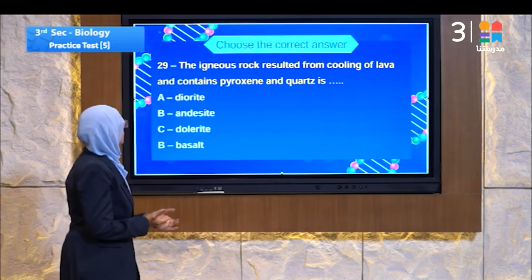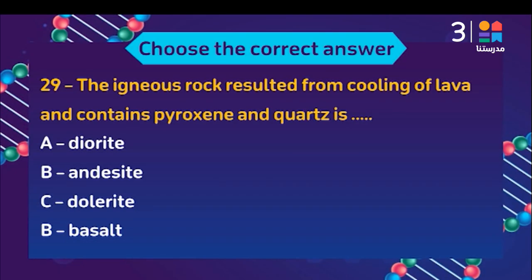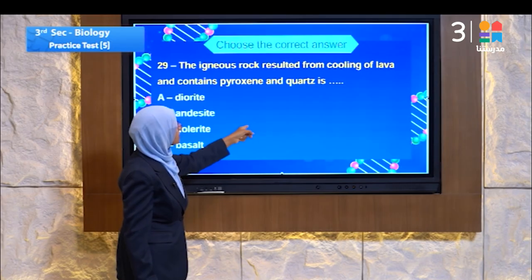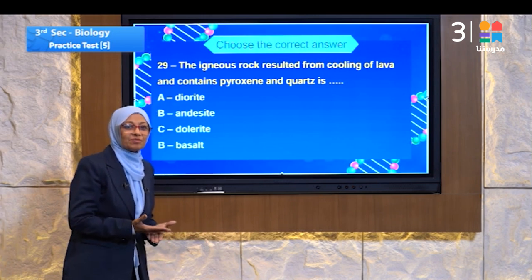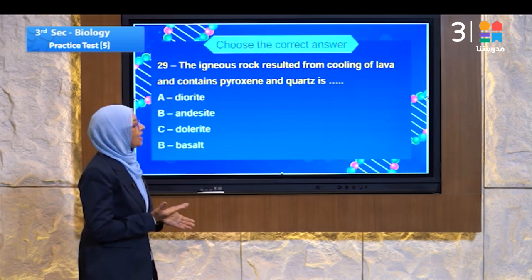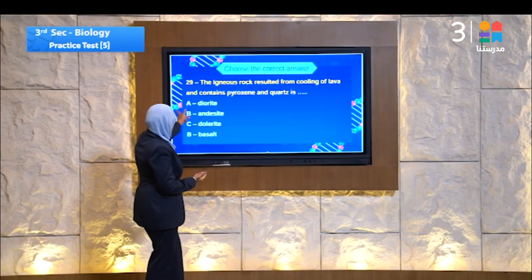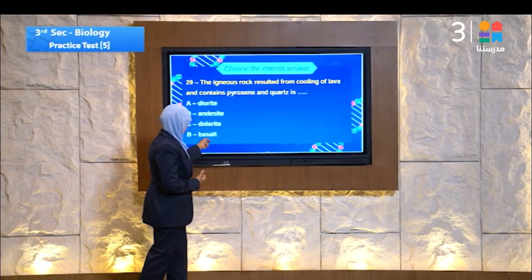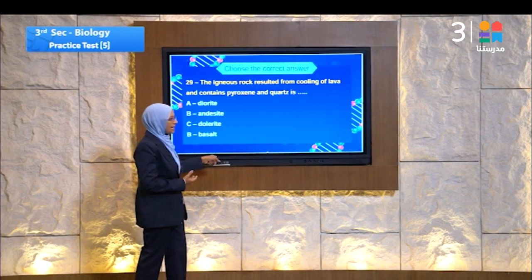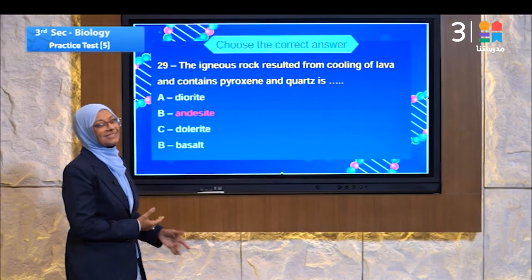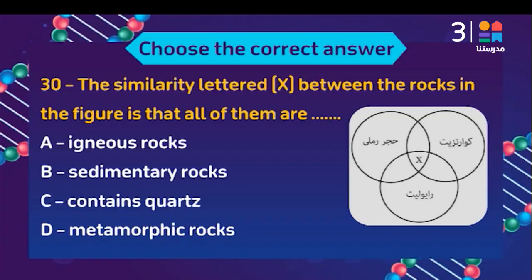Let's read the question. Number 29, the igneous rock resulted from cooling of lava and contains pyroxene and quartz. Which of them contains pyroxene and quartz? A, diorite; B, andesite; C, diorite; D, basalt. Which of them? It must be andesite. That's the answer.